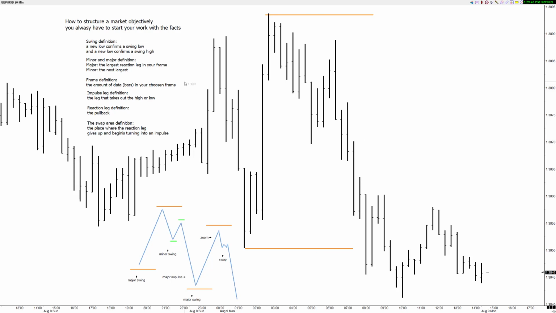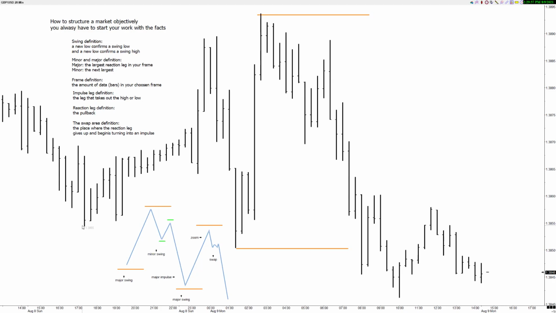And so frame is the amount of data. I don't care what frame you use, right? That's the thing with objective definitions and a principle. It applies to whatever frame you're on. Okay, impulse leg is the leg that takes out the low. Major impulse leg is the leg that takes out the low. Reaction leg. So this is the impulse leg. This is the reaction leg.